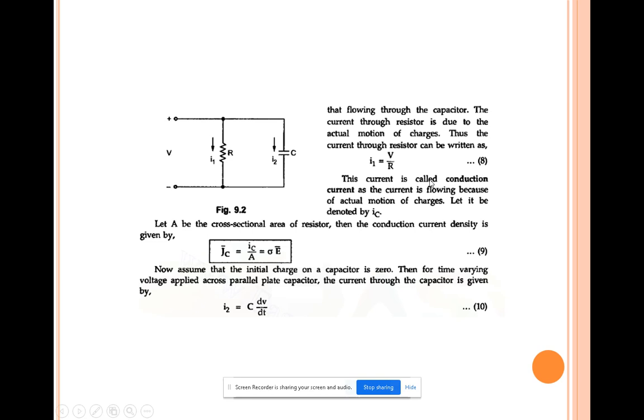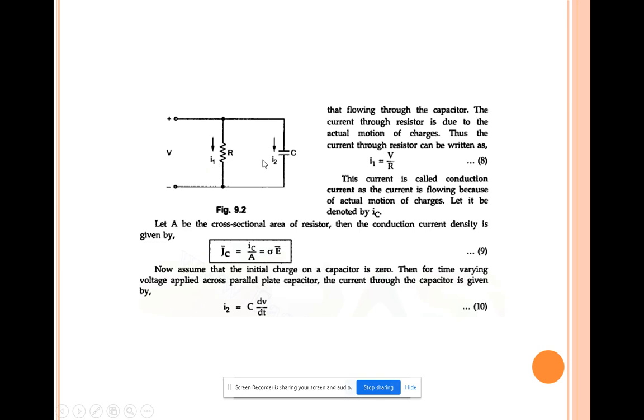So the resistor current can be written as I1 equal to V by R according to your Ohm's law. V equal to IR, so I1 equal to V by R. Okay. So this I1 is nothing but conduction current. Okay. Because this is going to be due to the flow of charge. Okay. Flow of charge is conduction. That is why this is conduction current. Okay. And I2, we call displacement current.